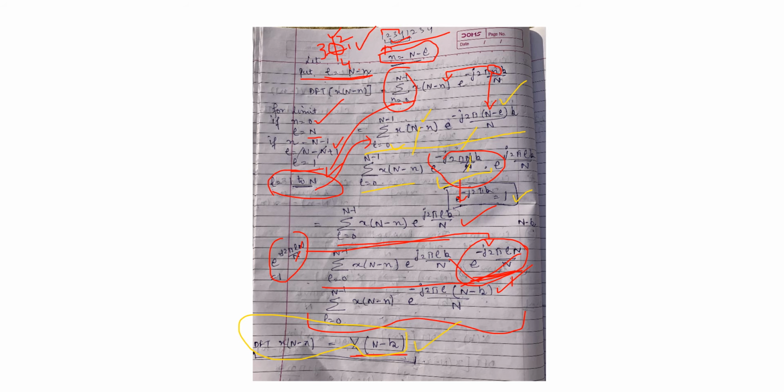The next property is circular time shifting. Here also the sequence is circular. The statement of this property is, if the DFT of x of n is x of k, then for x of n minus l, where the double bracket means the sequence is circular, the DFT will be x of k into e raised to power minus j 2 pi l k upon N. For the proof of this property, we start with the inverse DFT.